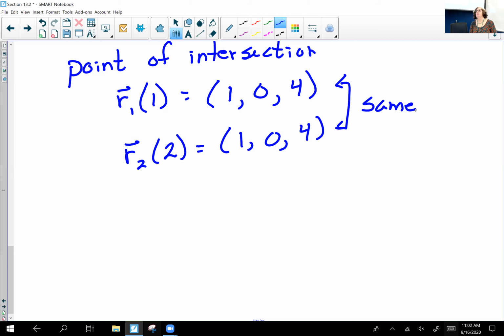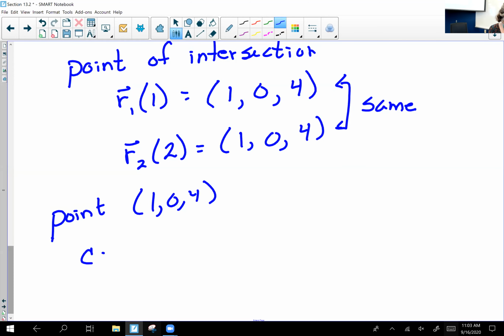Now, you need to make sure you check your s and your t, and that when you put them in, you get the same point. If you don't get the same point all the way across the board, it doesn't intersect, which is possible. So watch that on your homework. All right, so we now have our point, and our point is 1, 0, 4.